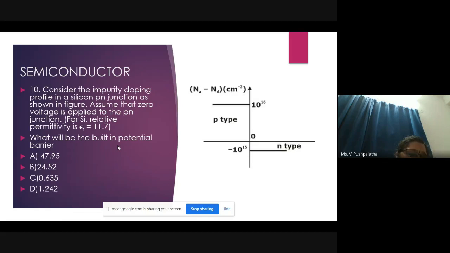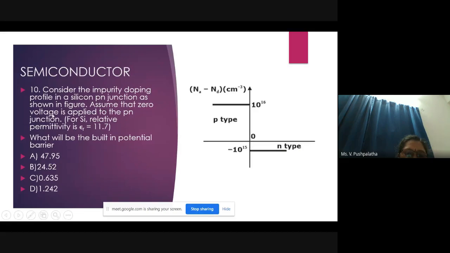They have clearly stated what type of semiconductor it is. It is silicon. So what will be the built-in potential? Assume that zero voltage is applied to the PN junction. So here it is not a negative voltage, it is a zero voltage. I told you in the first class itself, other than negative voltage, whatever you give to a PN diode is positive only. Zero voltage applied to the PN junction means it is forward biased.